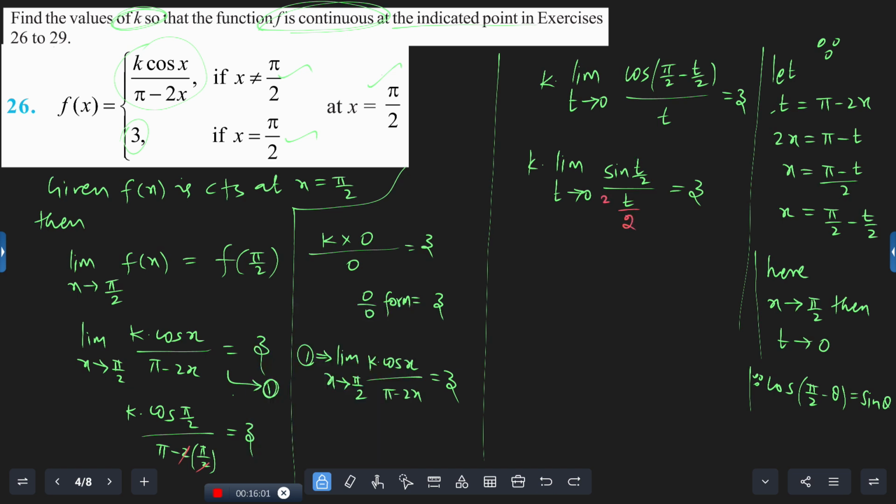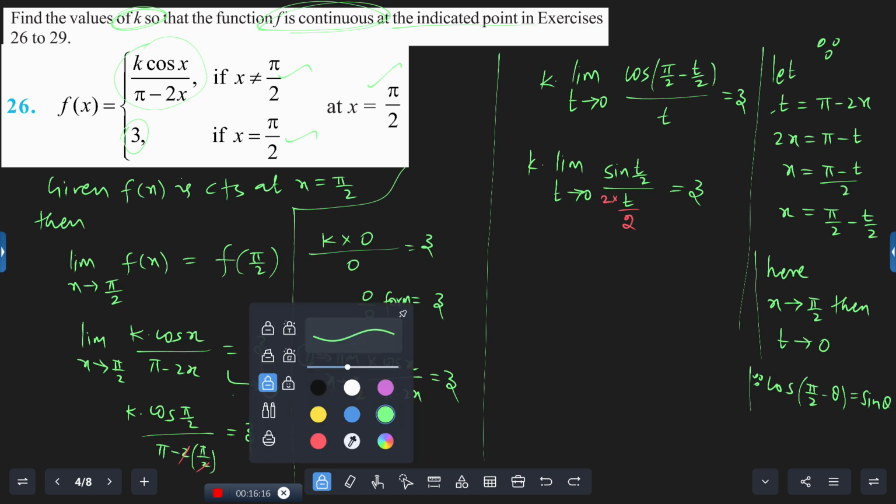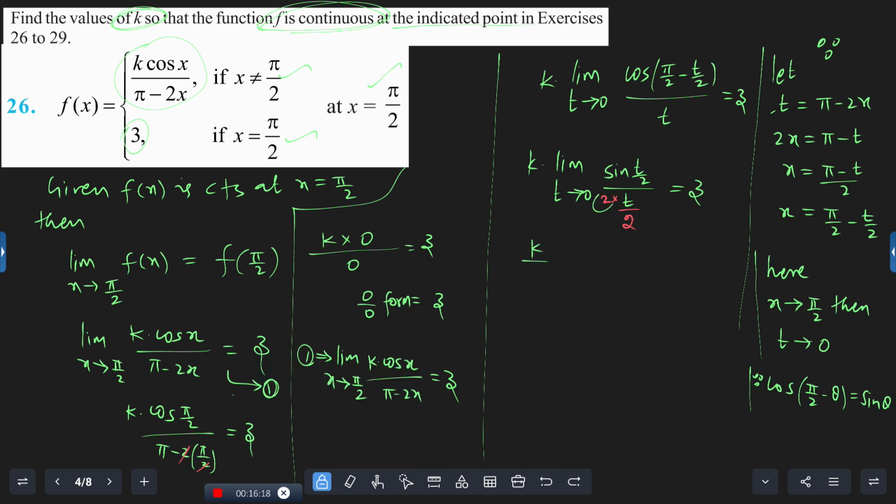Divide by 2, multiply by 2. Is it okay? Then now theta becomes t by 2, t by 2. Now you can write this as 1, so that this 2 alone you take outside. Children, the 2 alone you take outside. Already k is there. When I take this 2 outside, it will be k by 2.